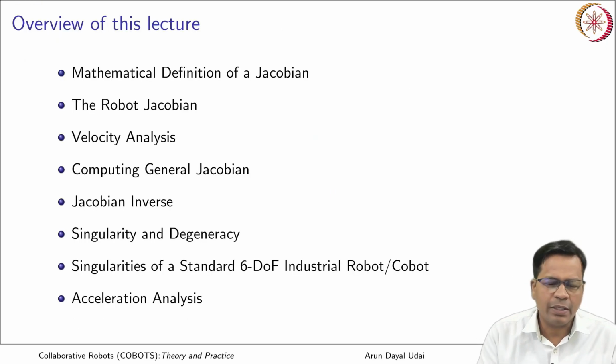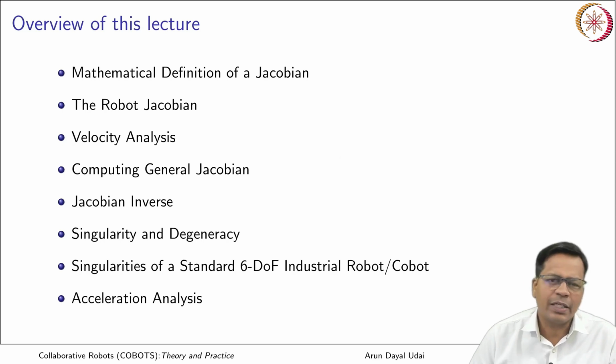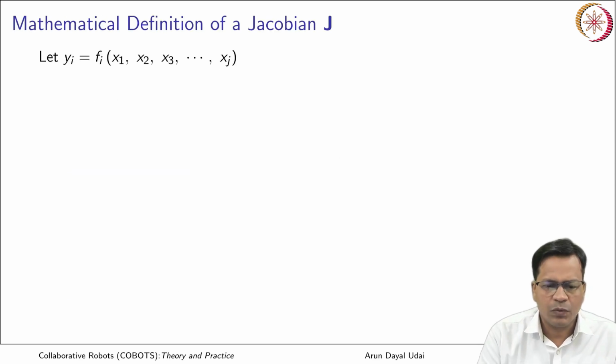In this lecture, I'll discuss the mathematical Jacobian, the definition of a Jacobian, the robot Jacobian, velocity analysis, how to compute a general Jacobian, the Jacobian inverse, and how to do that. We'll also cover singularity and degeneracy, what they are, and the singularities of a standard serial arm, which is a 6 degrees of freedom industrial cobot or robot. We will do acceleration analysis as well. So let us begin.